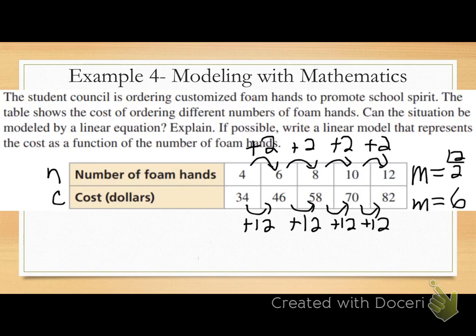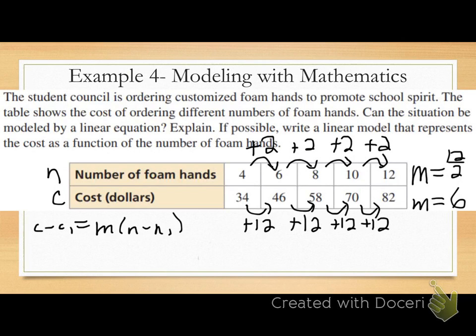So for our case right here, it's going to look like this. C minus C1 equals M times N minus N1. Right? Because I took the Y's out, replaced them with C, and took the X's out, replaced them with N.